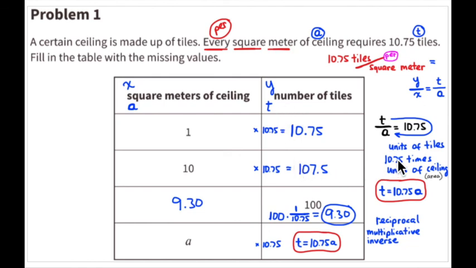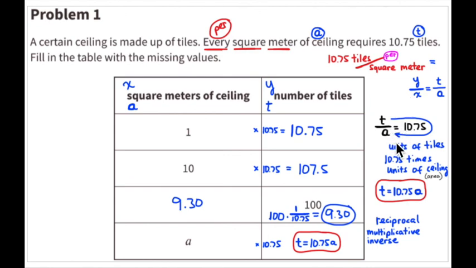And so they have to give you one row, and they do that actually in the words up here. They say that for 1 square meter, you need 10 7/75 tiles. So they're giving you the constant of proportionality right there, because y is the number of tiles, x is the area, so y over x is the same as t over a. So y over x is the same as the number of tiles per area. And they tell you that the number of tiles per area is 10 7/75. That's what these words right here tell you.